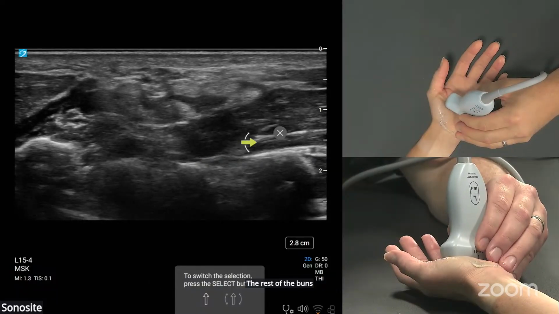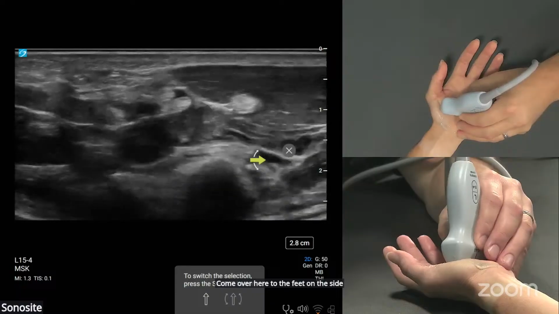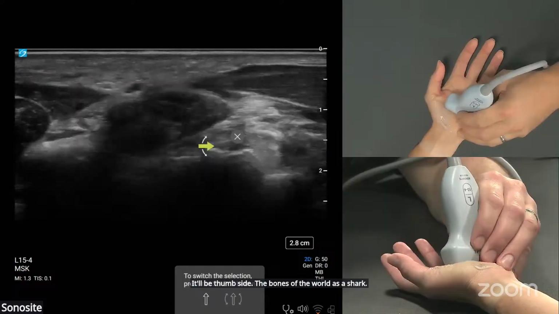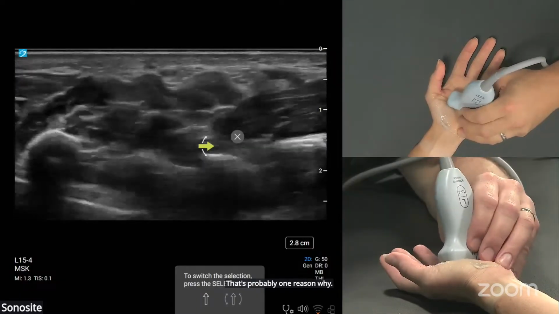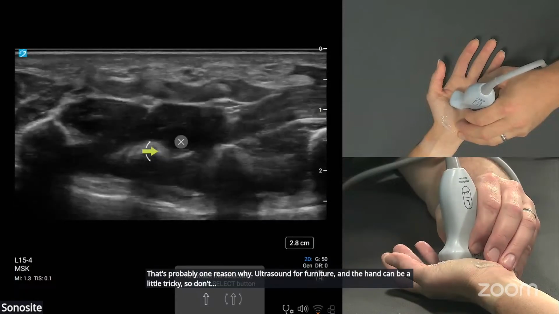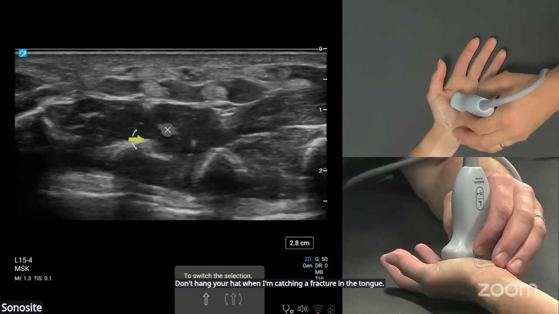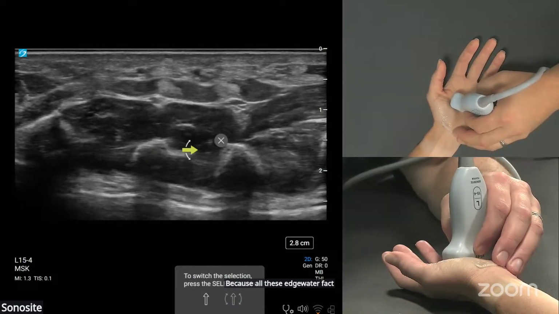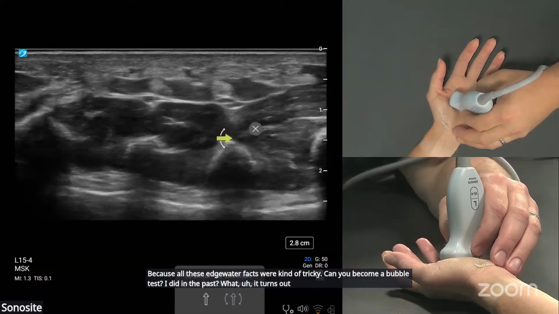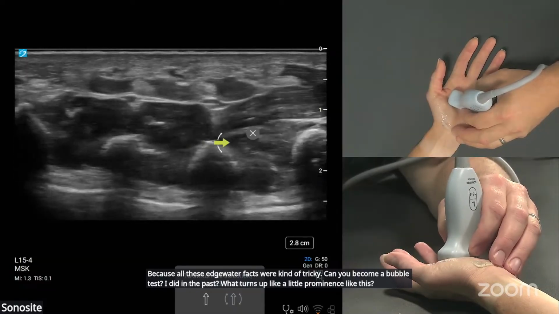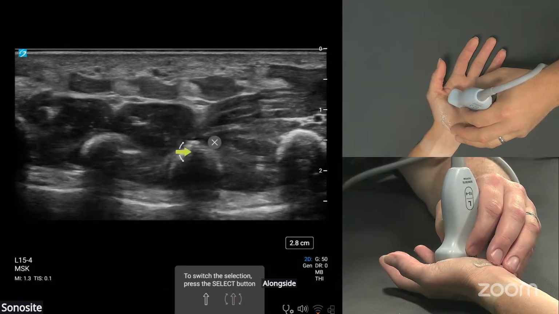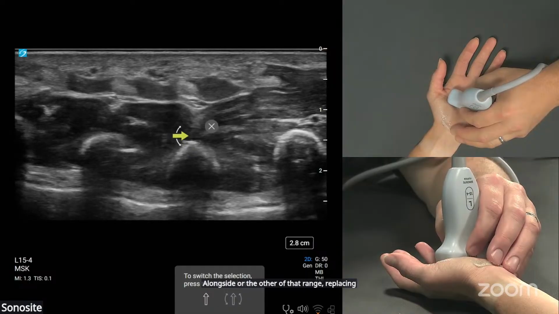But watch when we come over here to the side, over the thumb side, the bones are a little bit sharp. That's probably one reason why ultrasound for fracture in the hand can be a little bit tricky. So don't hang your hat on catching a fracture in the palm, because all these edge artifacts are tricky. And anytime a bone protrudes up like a little prominence like this, it can be hard to stand long at because you don't know if you're slicing one side or the other of that ridge. If you're slicing it a little bit obliquely, that may look like there's a fracture.